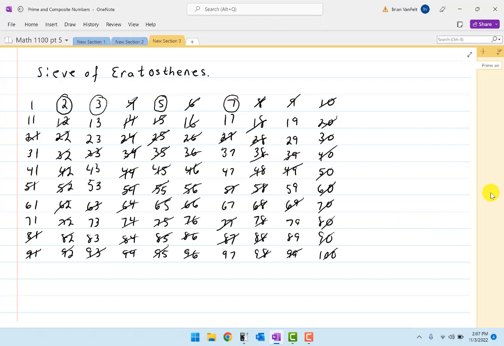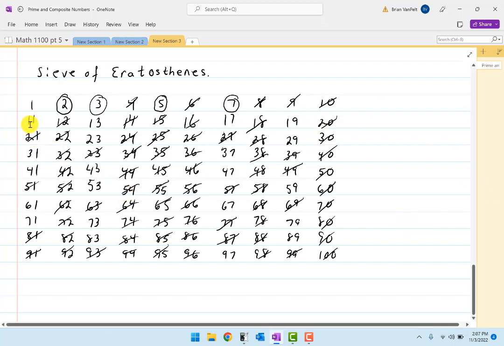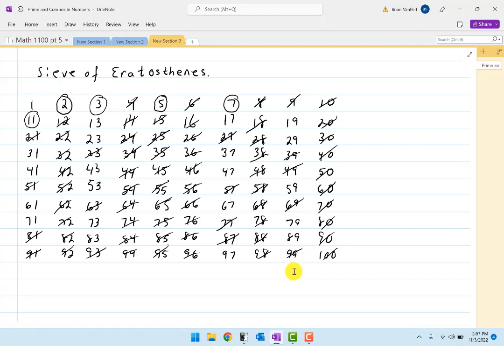Now I move on. Let's do 11. Every 11 I have to go and mark. So the next one is 22, already marked. 11 from that is 33, already marked. 11 from that is 44, already marked. 55, 66, 77, 88, 99. In fact, no matter what I choose, I'm going to put a circle around 11.